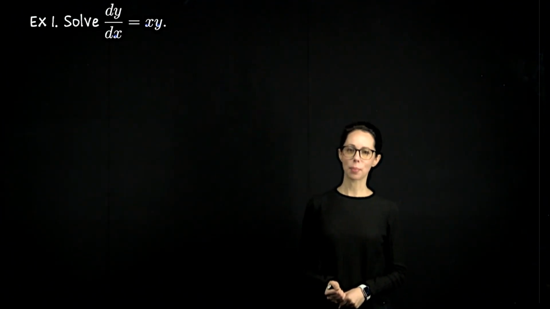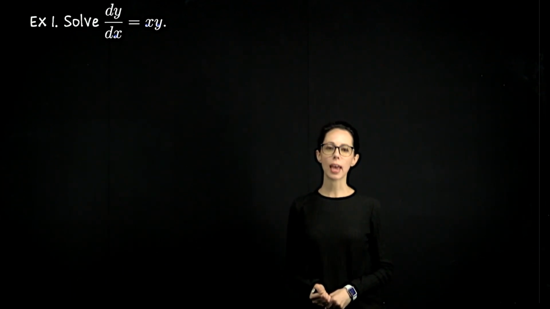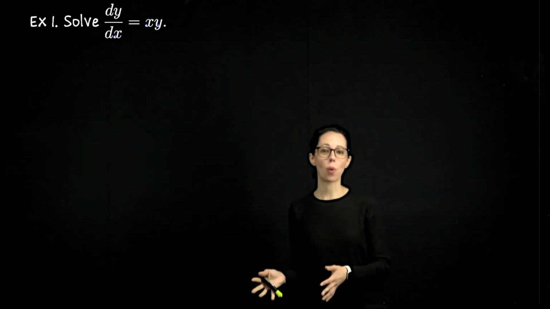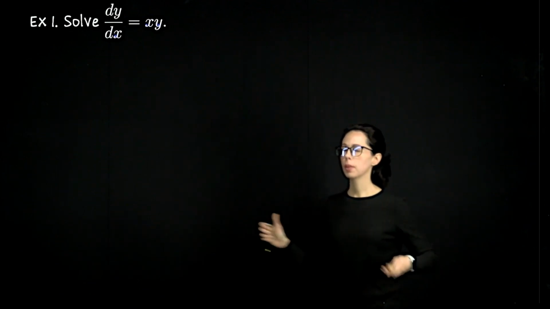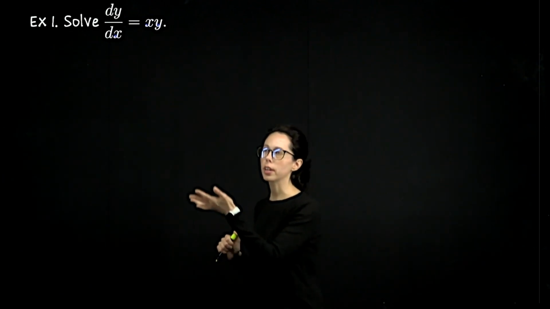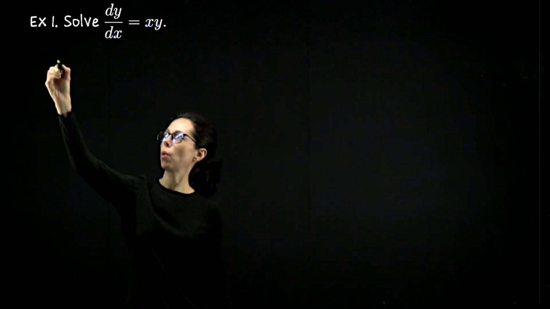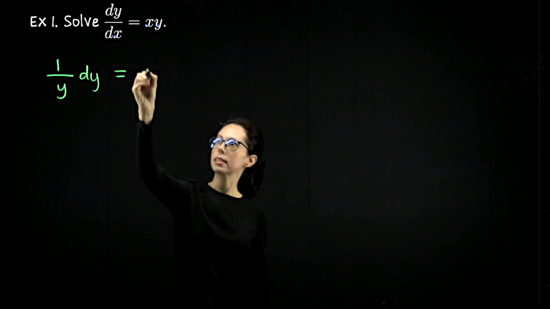Okay, let's start with this example. We would like to solve the differential equation dy dx equals x times y. So literally the right-hand side is x times y. So it's a function of x times a function of y. Let's separate these. So what I'm going to do is divide over by y, essentially multiply over by dx. So I'll write 1 over y dy equals x dx.